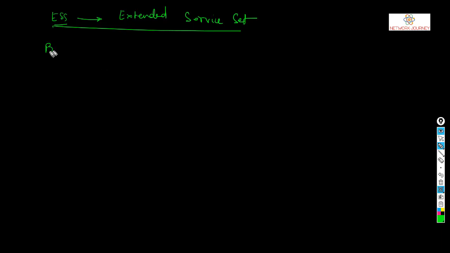Now, an important thing about ESS. What is ESS? It's called the extended service set. So what do we understand by BSS? BSS is something which uses a single access point. Remember that.